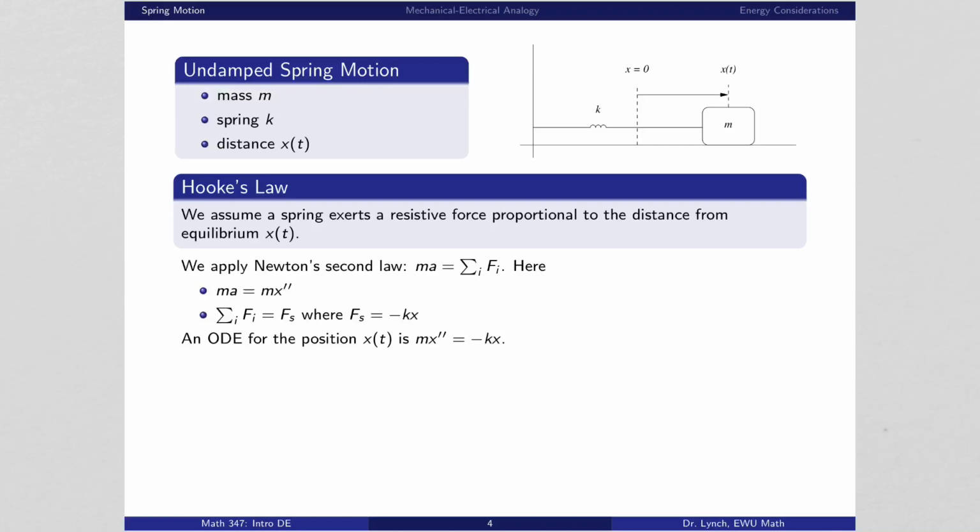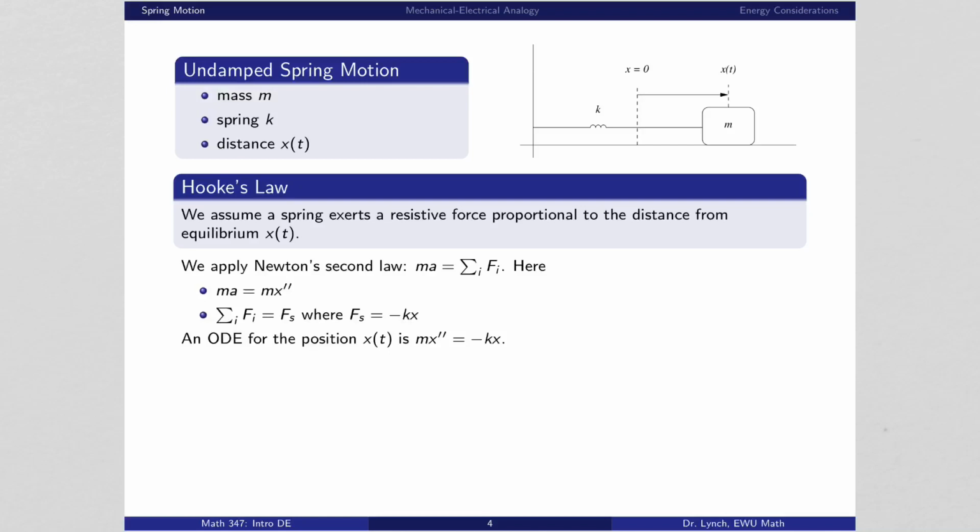In this case, we'll take mass times acceleration to be mass times the second derivative of the position function. And we'll just think about one force acting on this spring, namely the spring force, which again is opposite to the position, right? If the position is positive to the right, the spring wants to pull the mass back to the left. Similarly, if the position is negative to the left of equilibrium, then the spring wants to push it to the right. So our F sub s is negative kx.